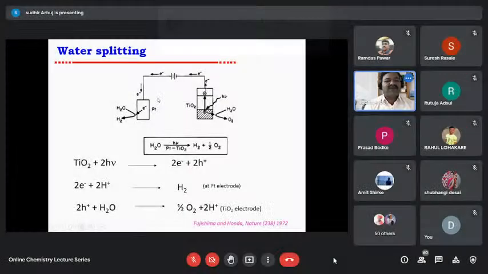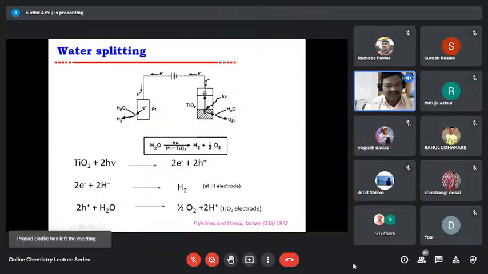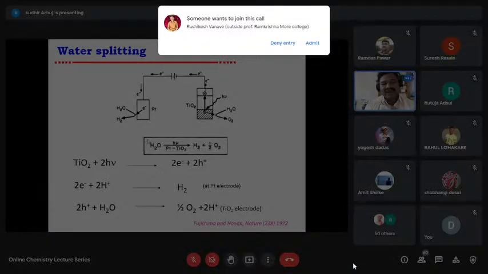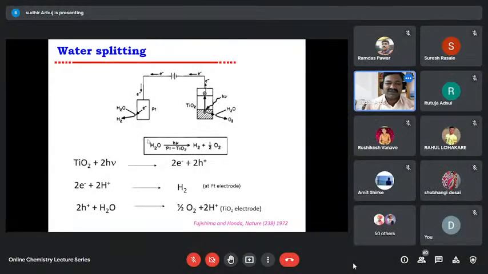What they did, they took a platinum electrode and a TiO2 electrode. On the TiO2 electrode, they shine the light. As soon as they shine the light, they observe generation of some gas on the platinum electrode and some gas on the TiO2 electrode. Later on, they analyze and observe that splitting of water has occurred. At platinum, they are getting hydrogen, and at the TiO2 electrode, they are getting oxygen.